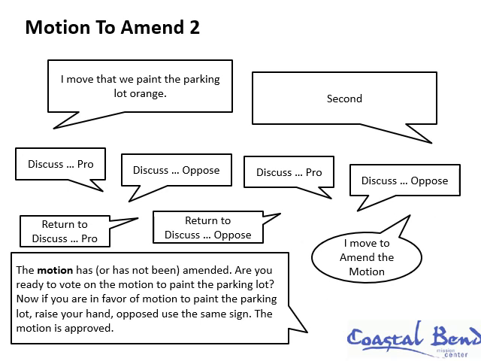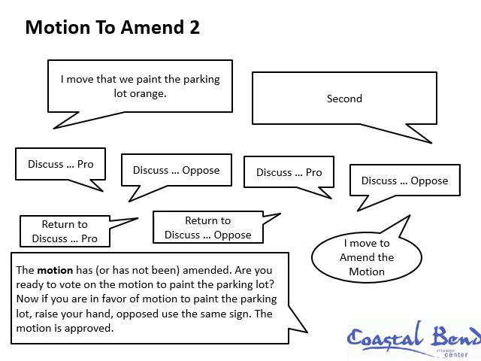Now this illustration describes what happens when a motion to amend is heard. Whether it prevails or fails, the meeting returns to the main motion. If it has been amended, discussion continues on the amended motion, but if the amendment failed, discussion continues on the original main motion. In either case, discussion continues until the body is ready to vote.